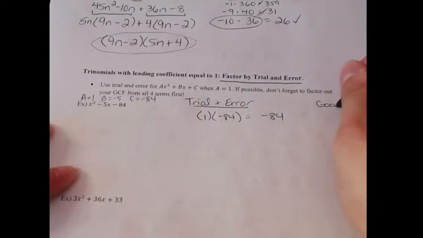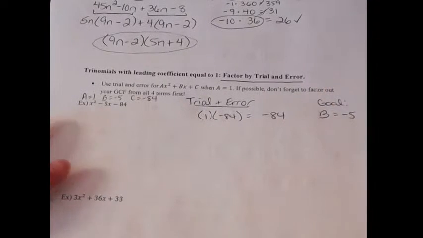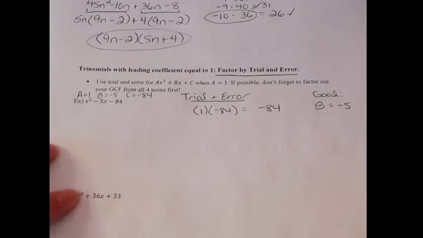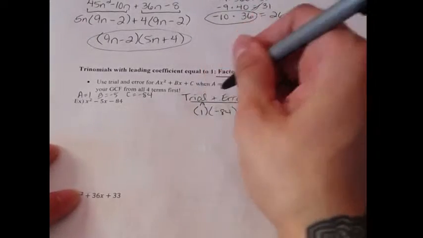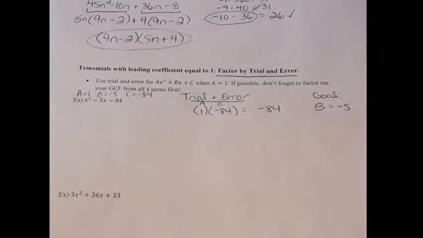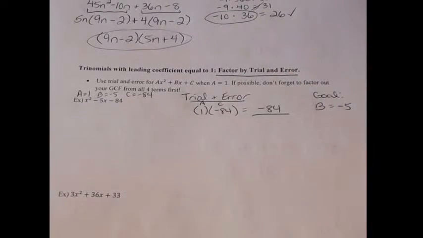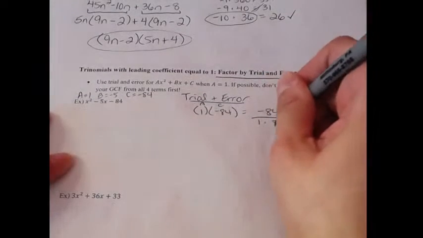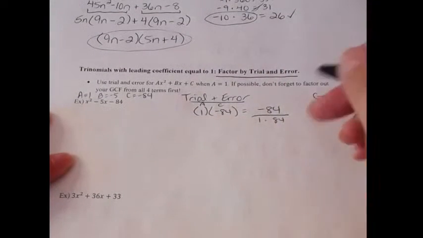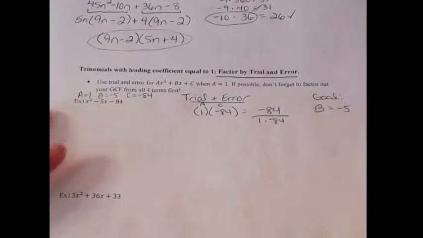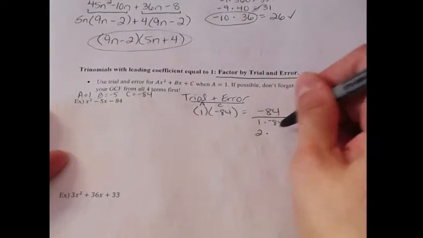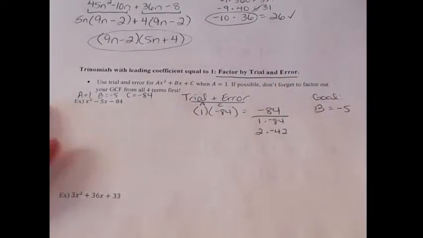My goal is still to find a combination that will give us -5, our B term, right? So here's A and C, and we want to get our B, which is -5. So we're going to look at factors of -84. So we have our first, 1 times 84. Remember, the larger term is going to be negative. Okay. Then we have 2 times 42.